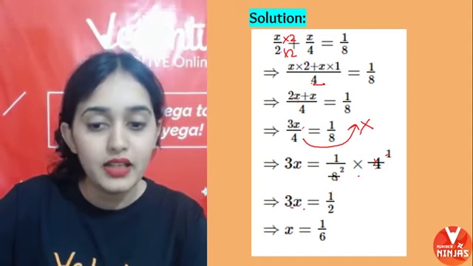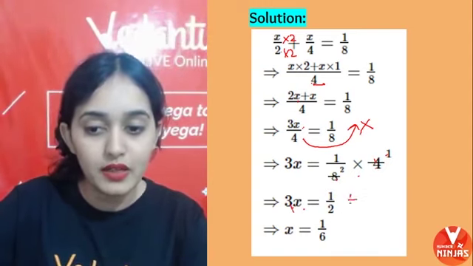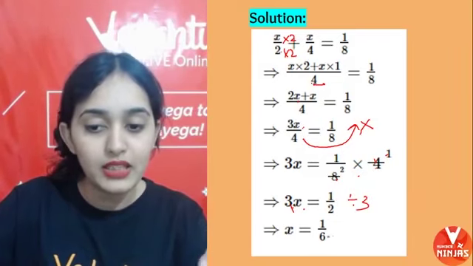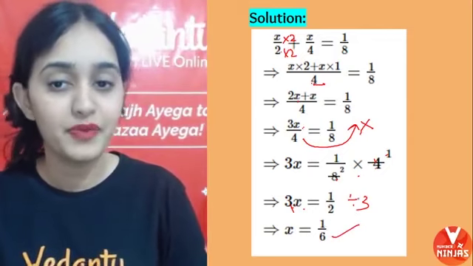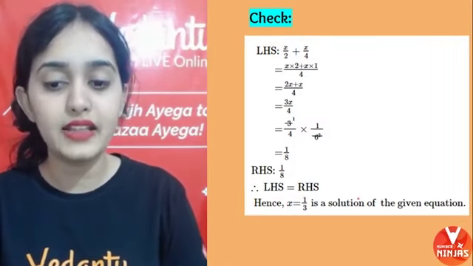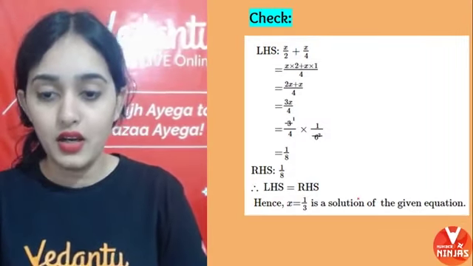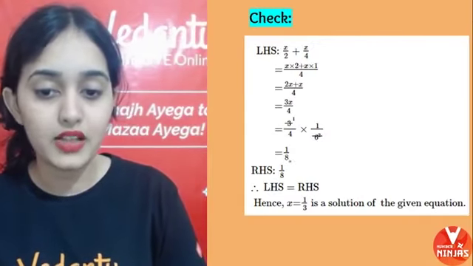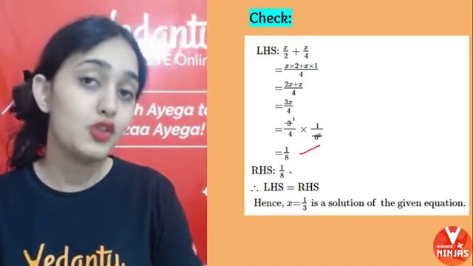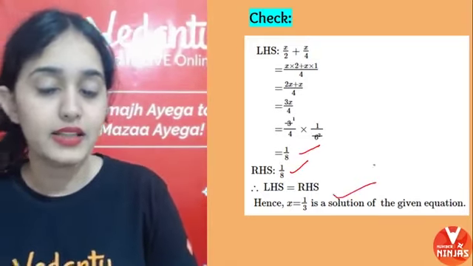3 into x. So 3 will come this side. It will become divide by 3. So 1 by 2 divided by 3 is 1 by 6. So we got x as 1 by 6. Understood? Hence the answer will be what? We got 1 by 6, and when we substitute it on the left hand side, we got 1 by 8 and right hand side was also 1 by 8. Hence proved our answer is correct.